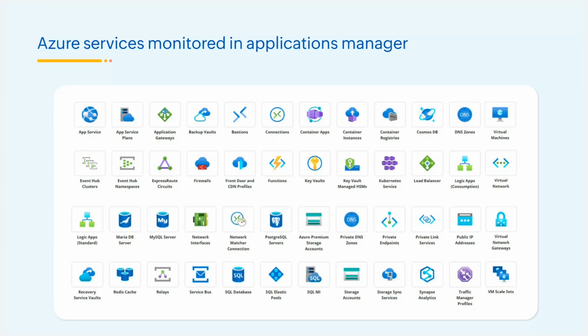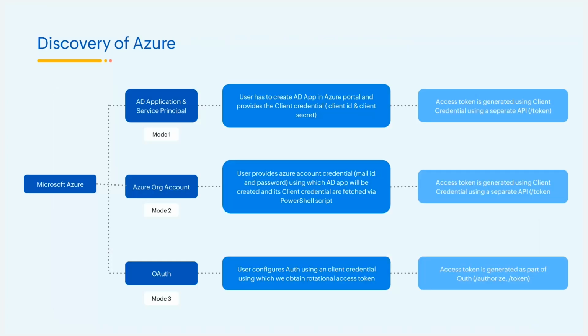Just like AWS, Applications Manager offers deep monitoring for a wide range of Azure services. This ensures optimal performance and availability. Now let's take a look at the different Azure services that we can monitor in Applications Manager. Initially, we will discuss the discovery methods used in Microsoft Azure. There are three different authentication methods that we can use to retrieve data from Microsoft Azure.